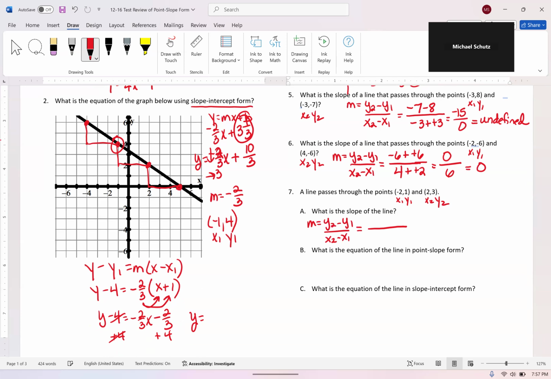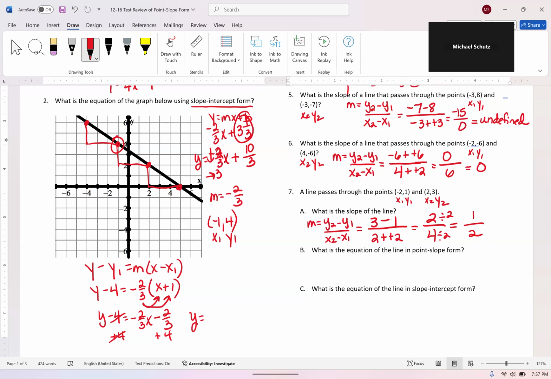y2 minus y1, that's 3 minus 1. x2 minus x1, 2 minus a -2. 3 minus 1 is 2. The minus negative becomes plus positive. 2 plus 2 is 4. Okay, we can simplify this by dividing the top number and the bottom number by 2. So this is a slope of 1/2.